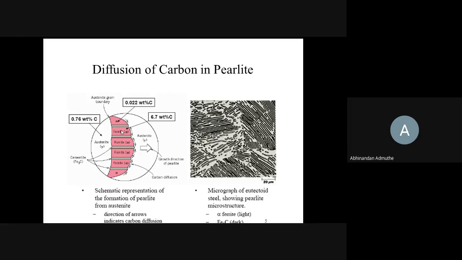The controlling parameter in the formation of pearlite is the diffusion rate of carbon. If you control the diffusion rate of carbon, you can control the formation of pearlite, and it is a directly proportional relation. If you control the carbon diffusion rate, you can control the formation of the pearlitic phase. So this is the microstructure of the pearlitic phase, which shows alternate layers of cementite, ferrite, cementite, ferrite.